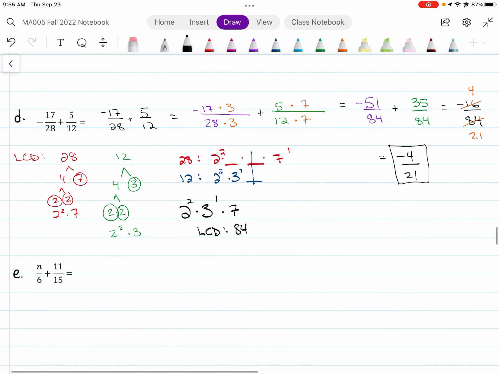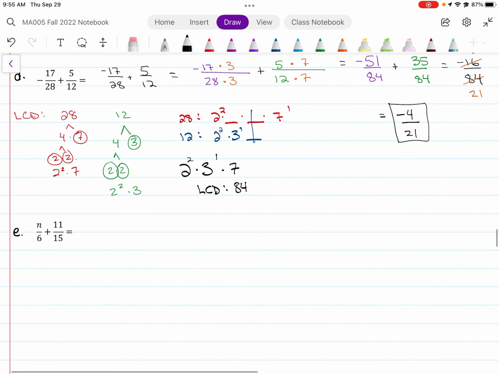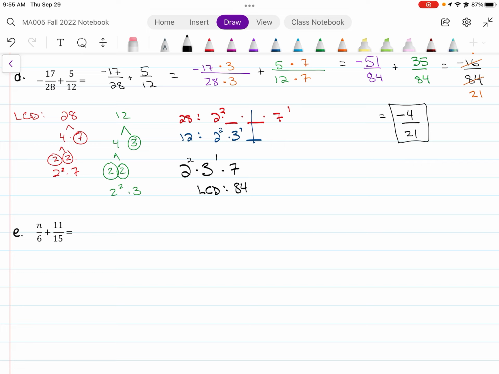All right, next one. This one's a little tricky. Give it a try. See what you can do with it. All right, first let's find the least common denominator of 6 and 15. I'm not going to work all of these out because it will take me forever. I found it to be 30. You can stop and see if you can figure that out. And so I've got n over 6 plus 11 over 15.